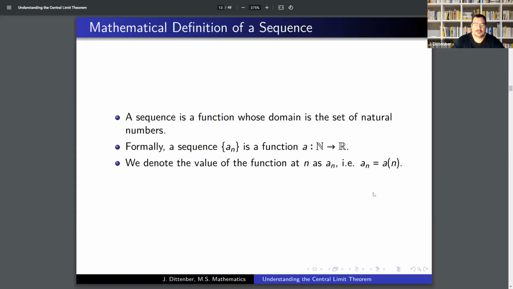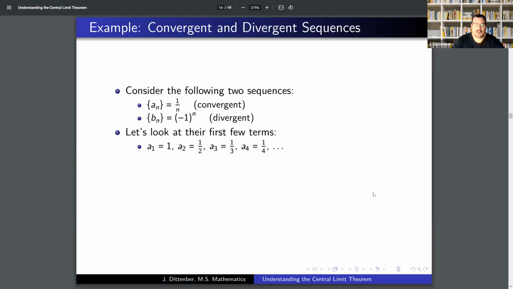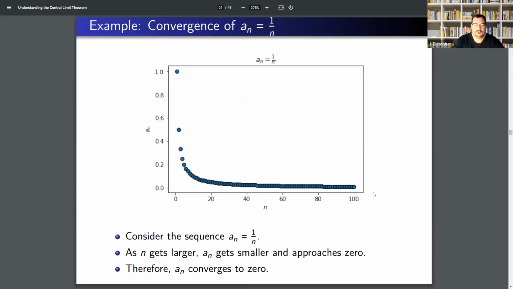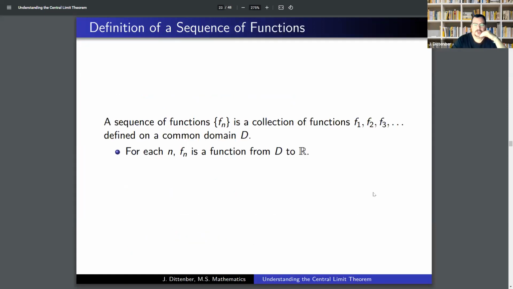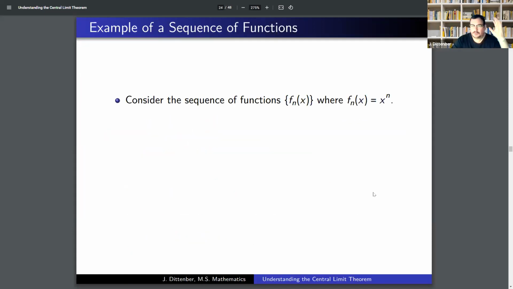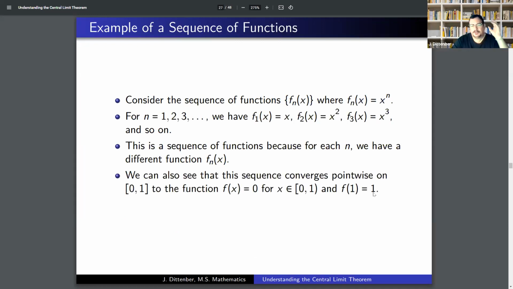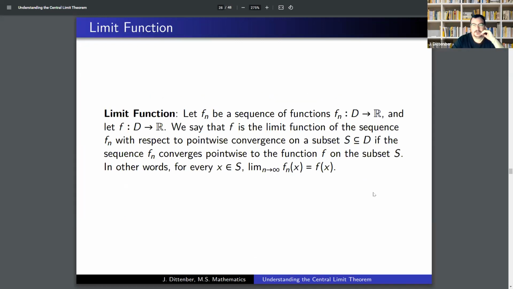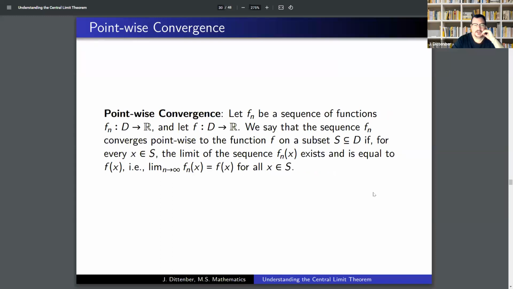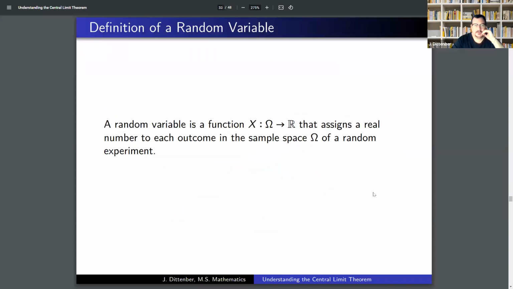So we talked about sequences. We talked about convergence and divergence of sequences, and these are just sequences of numbers, integers or natural numbers. And then we talked about sequences of functions, which prepared us to be able to discuss sequences of random variables, because it turns out that a random variable is a function. And so that's our focus today, to break down this idea.